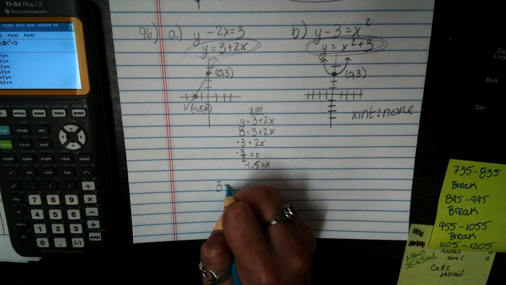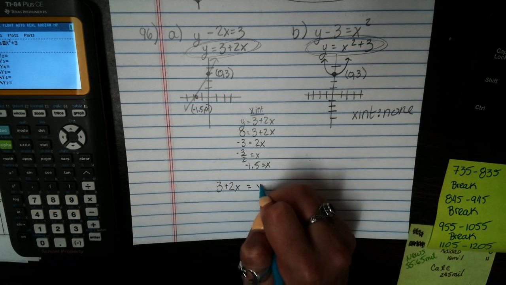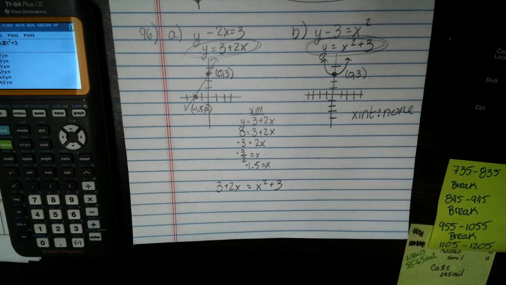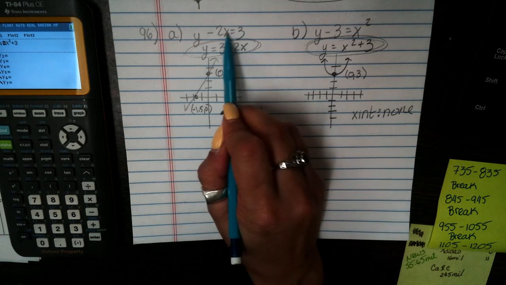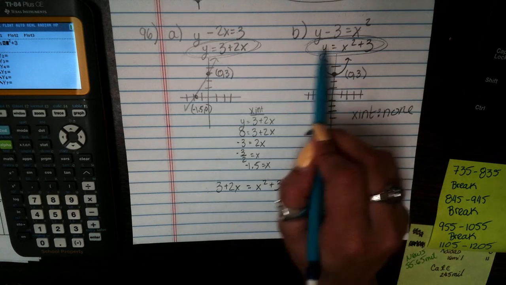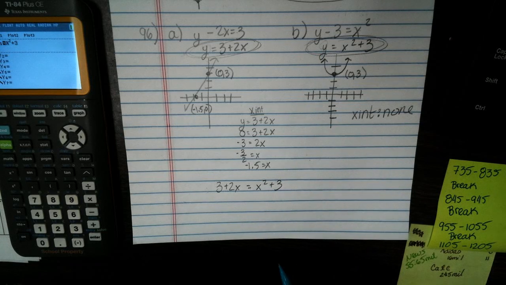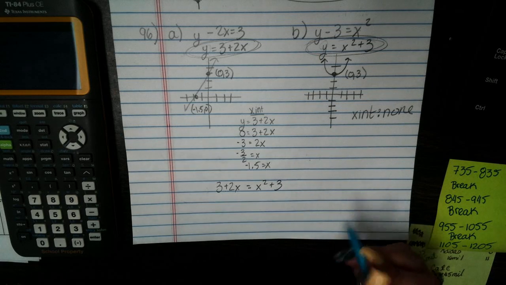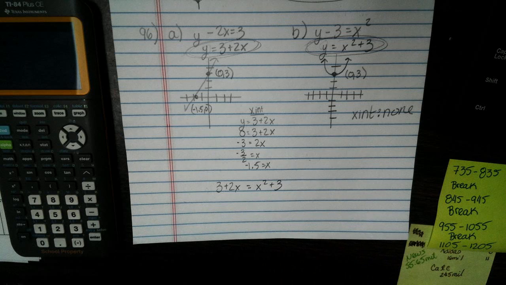So it would be 3 plus 2x equals x squared plus 3. If you have them both in the same form, you can just set them equal to each other. You can't set these guys equal to each other because there's different stuff on both sides. So you'd have to get something in common. Now I can subtract and get everything over. It's an x squared, so I know I'm going to have to factor or do something of the sort. So I just have to go very carefully.